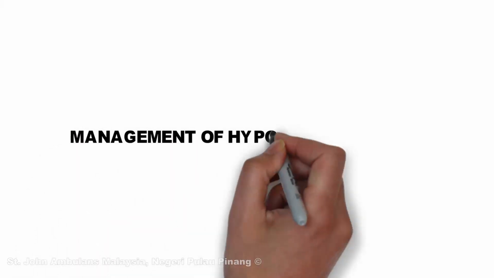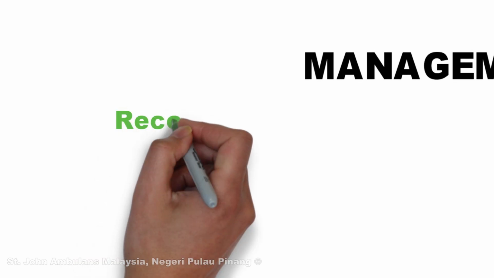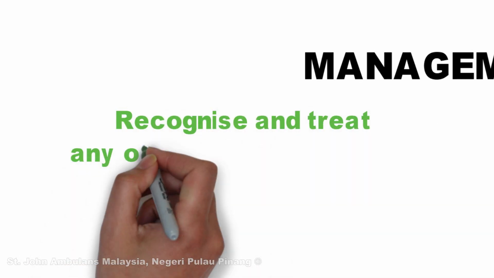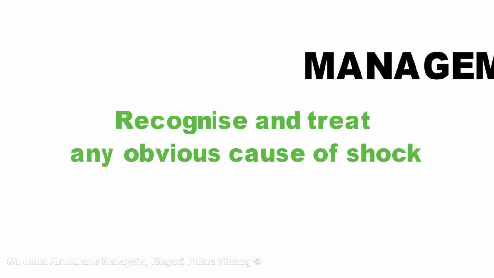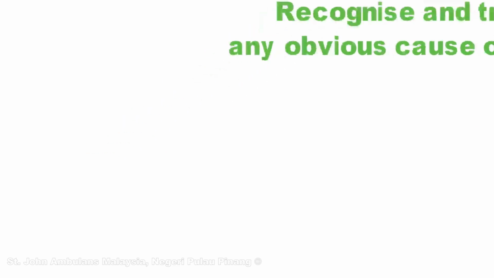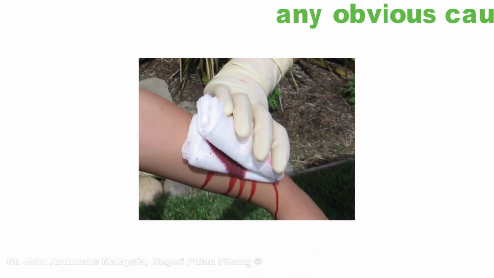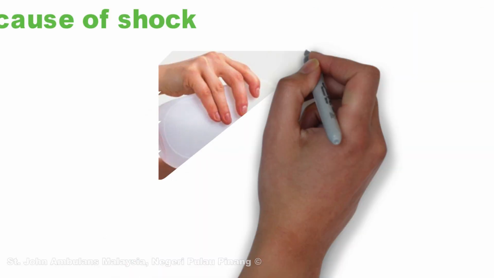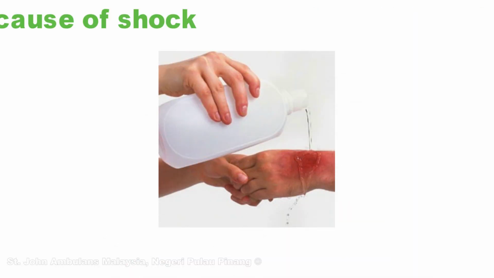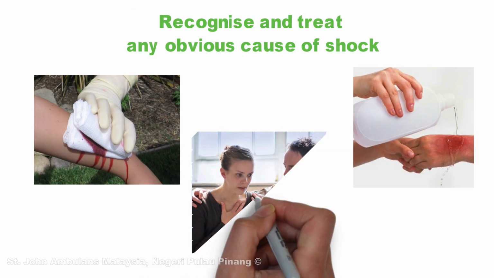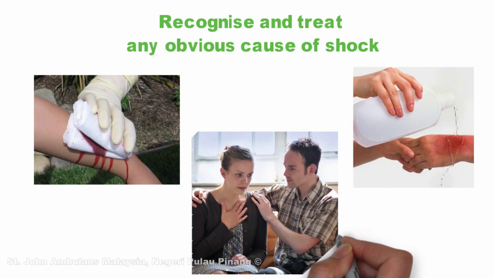The management of hypovolemic shock includes, first, to recognize and treat any obvious cause of shock. This is done by treating any possible cause that you can detect, such as severe bleeding or serious burns. And of course, always reassure the casualty.